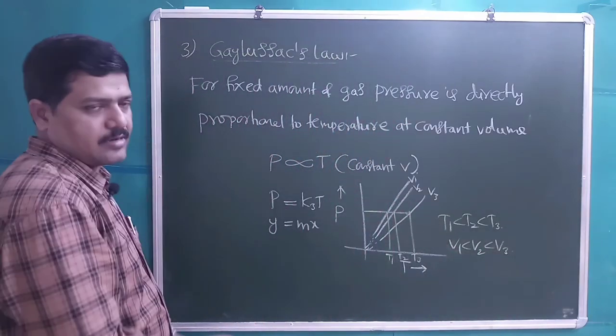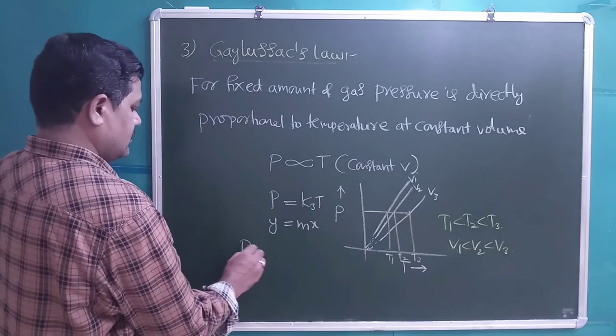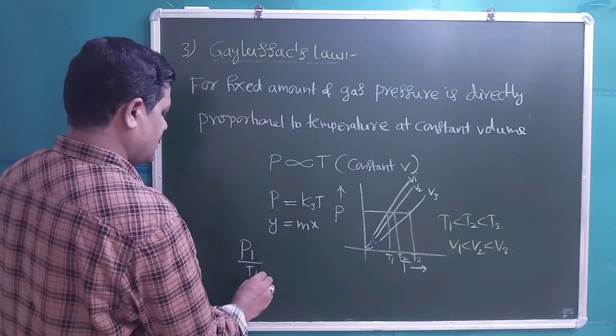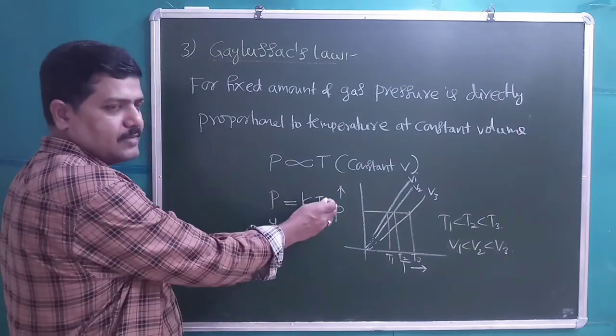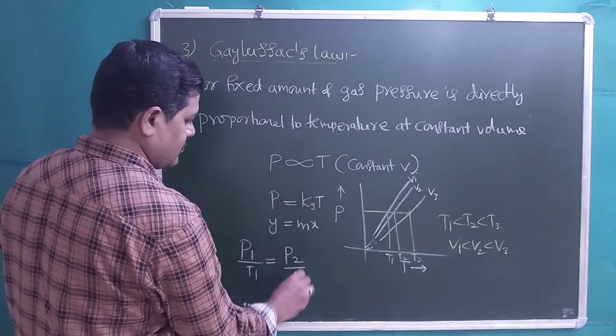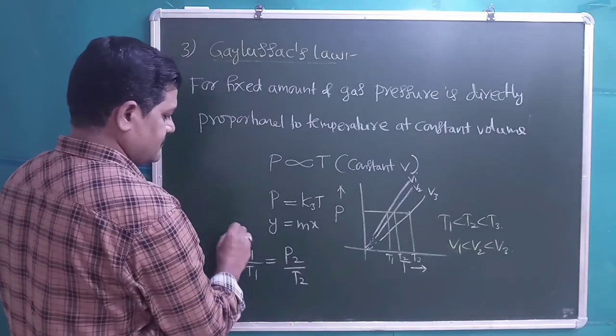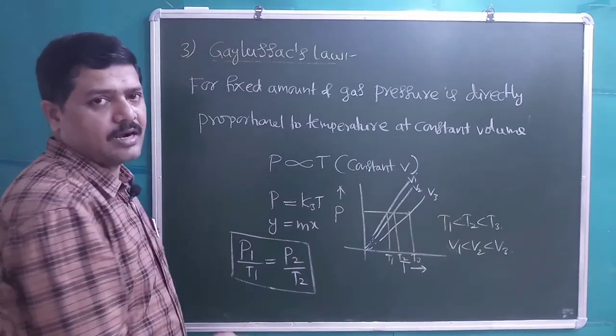Students, Gay-Lussac's law, at two different conditions we can write it as P1 by T1 is equal to constant, right? P by T is equal to constant. So P1 by T1 is equal to P2 by T2 we can write. Students, next we will discuss Avogadro's law.